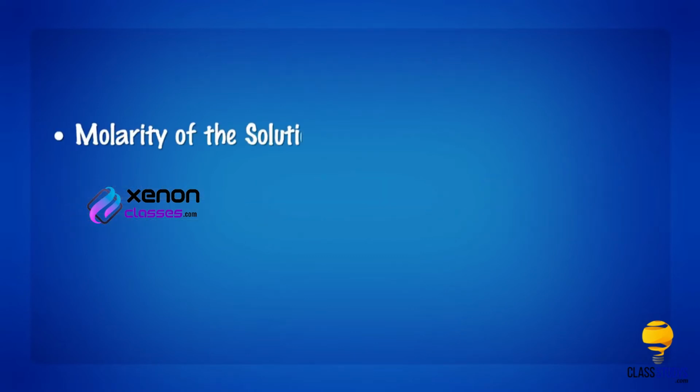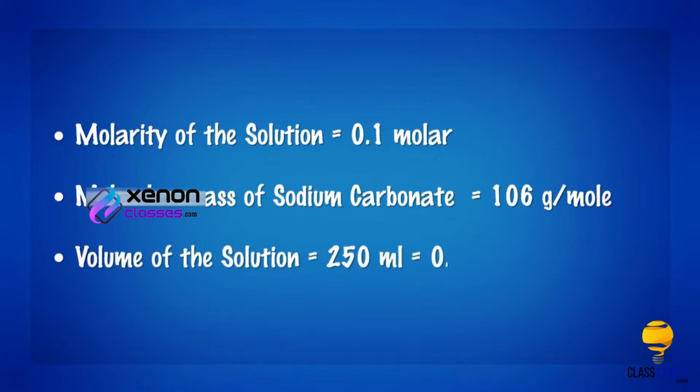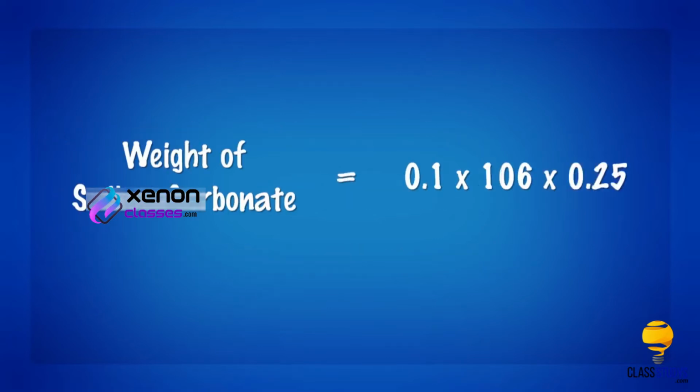Here, the molarity of the solution is 0.1 molar. Molecular mass of the solute, sodium carbonate, is 106 grams per mole. Volume of the solution is equal to 250 ml, that is equal to 0.25 liters. Therefore, the weight of sodium carbonate required is equal to 0.1 into 106 into 0.25, which is 2.65 grams.